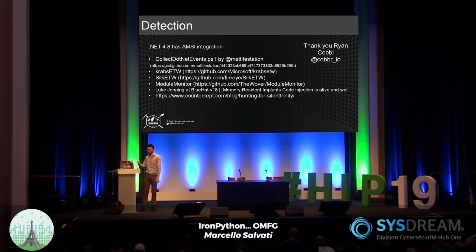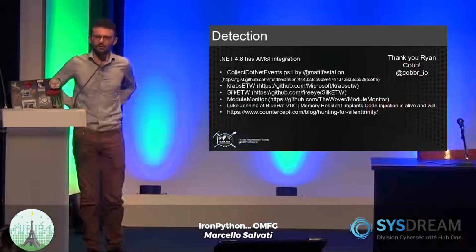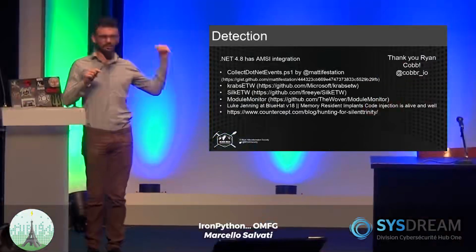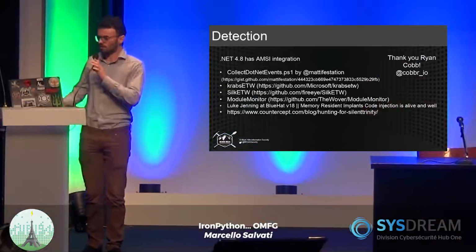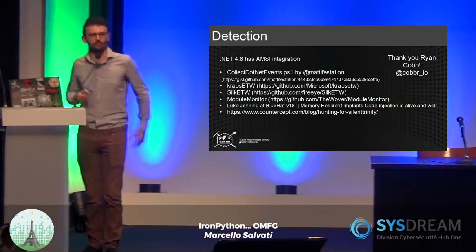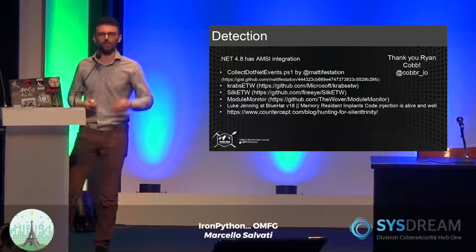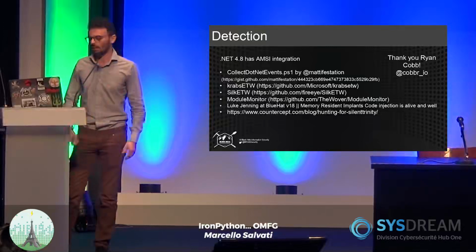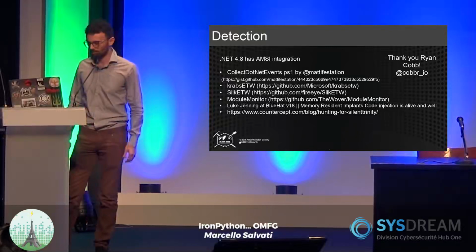Luke Jennings at Black Hat 18 did an awesome talk, Memory Resident Implants: Code Injection is Live as Well, which is a good resource for some measures against this stuff. Countercept, an MWR company, actually did a blog post on detecting SILENTTRINITY itself. So you can definitely refer to that in terms of how to create signatures and detect this kind of activity on endpoints.